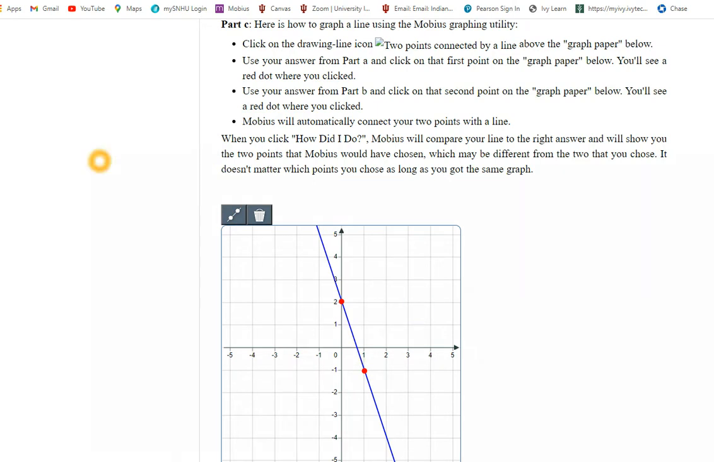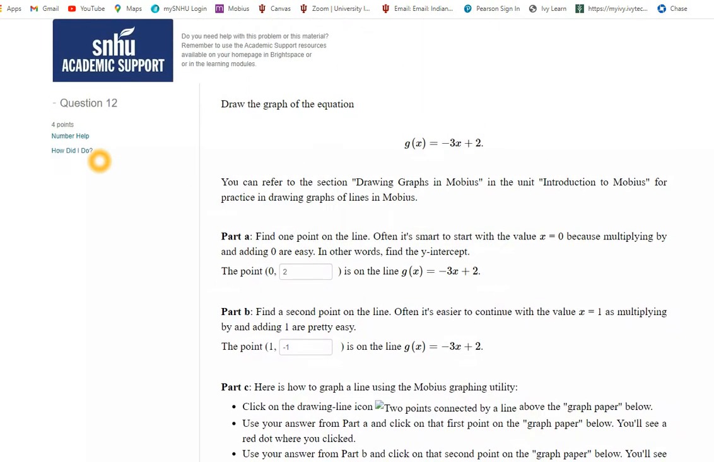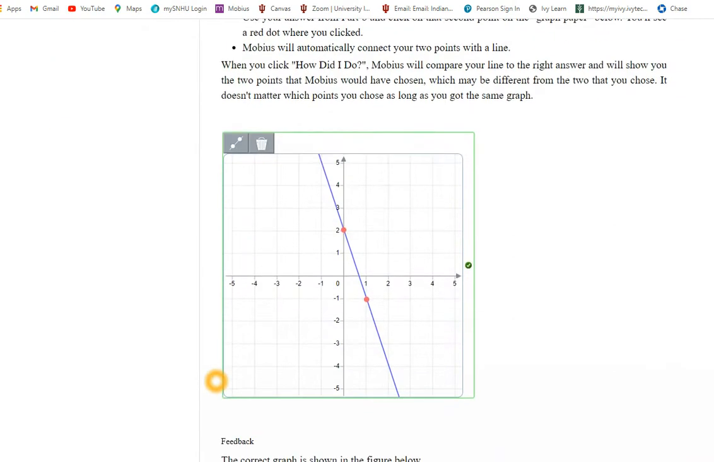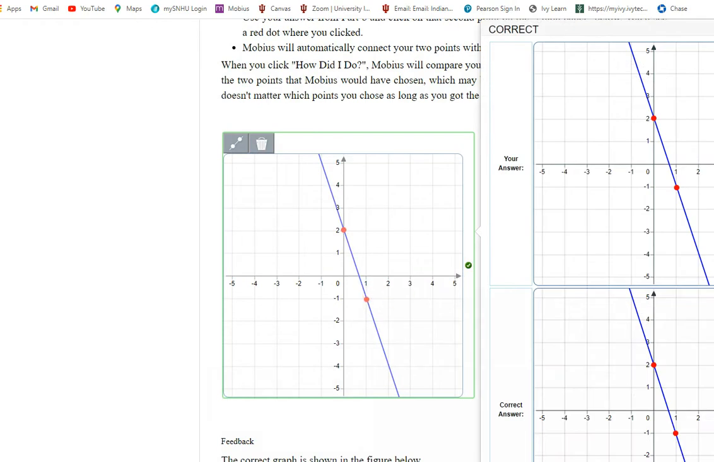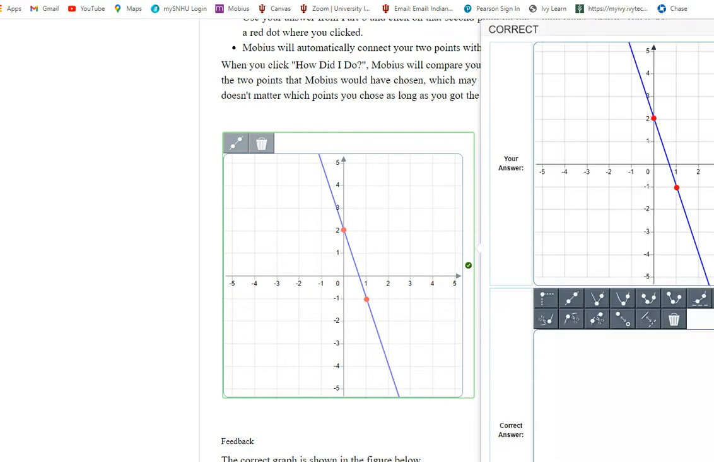And then when you click how did I do, Mobius will compare your line to the right answer and will show you the 2 points that Mobius would have chosen. So come up here, click on how did I do. Okay, I got green here, I got green there, and they circled it in green down here. Oh, when I click on it, you can see over there, theirs matches mine.